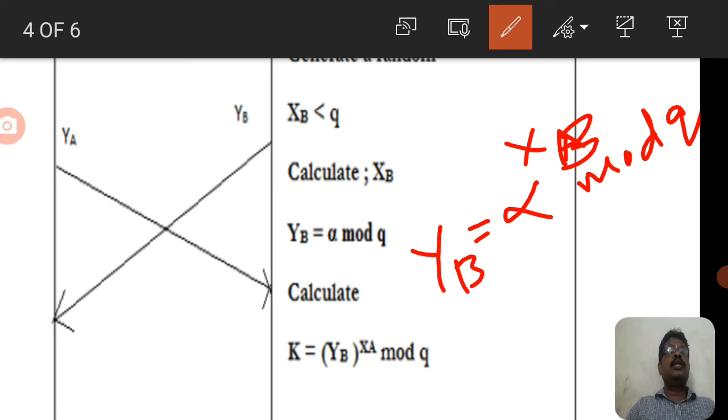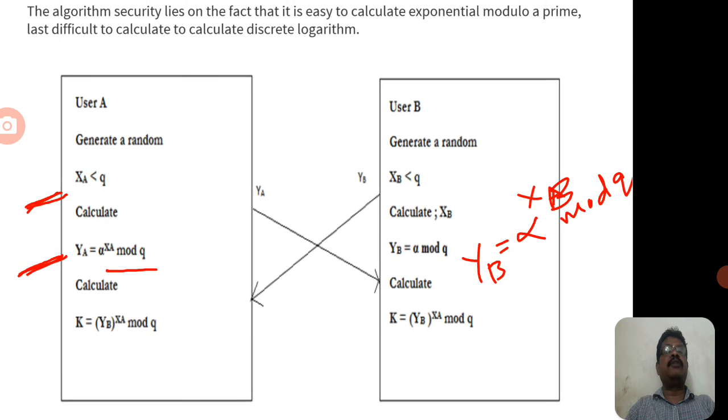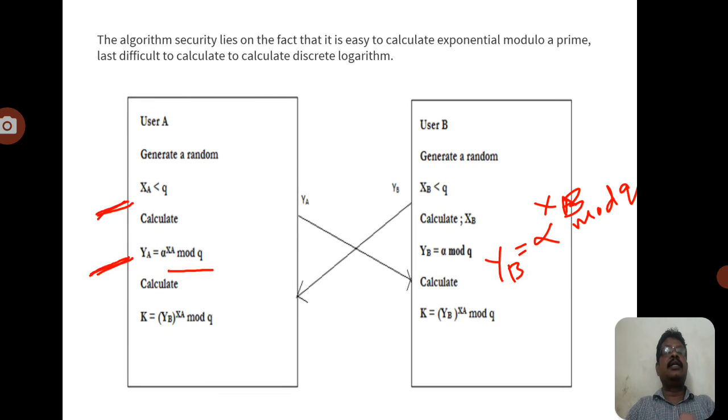Now here you can observe both XB and YB values are calculated. XA and XB are the private numbers, and YA and YB are the public numbers. So in the public key cryptosystem, the concept is that both end users can transmit their public keys, but they keep their private keys.